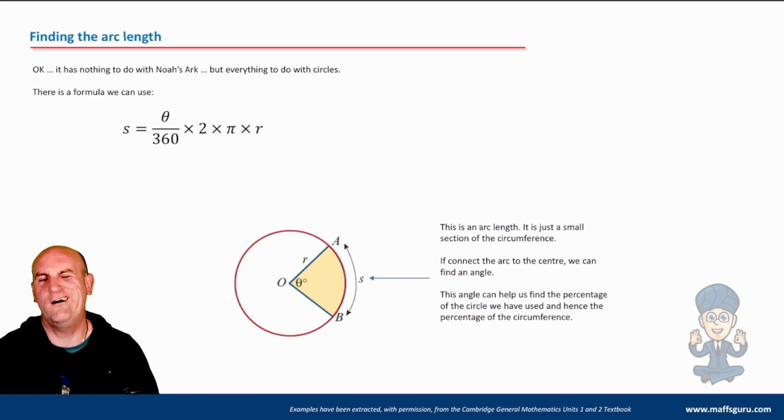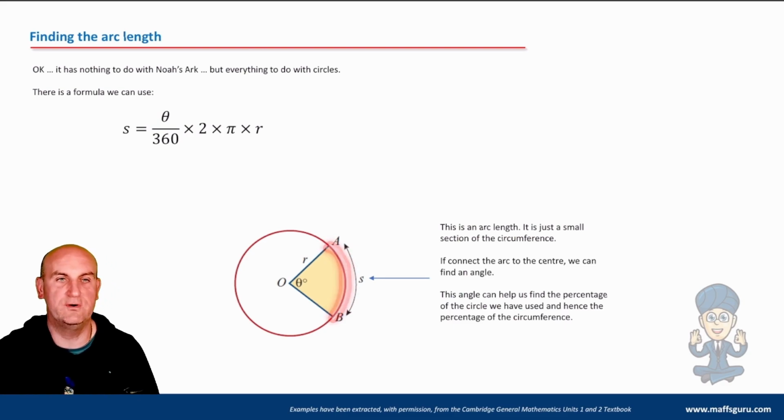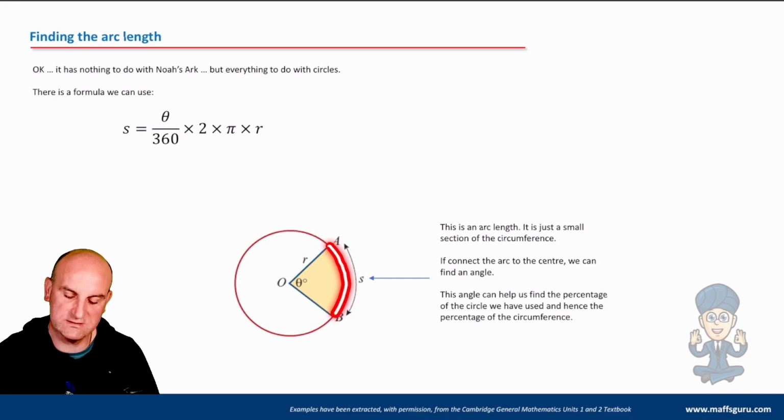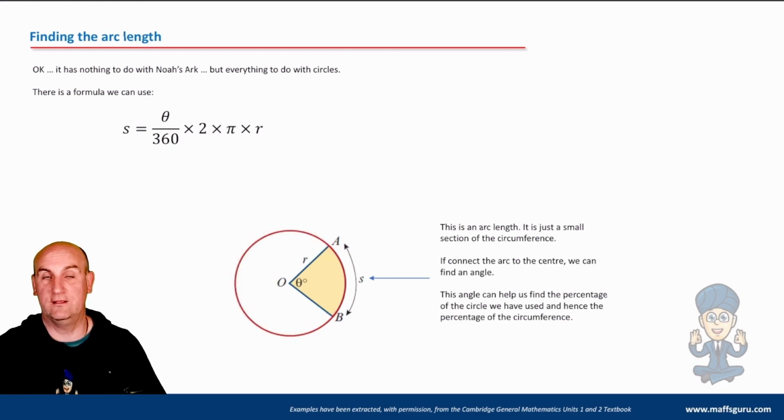Right, finding the arc length. Well, obviously we're not going to be using Noah's Ark. An arc length is basically a section on the outside of a circle. There we go. There is a beautiful example of an arc length that I am highlighting. A to B, outside the edge, is an arc length. And believe it or not, all the way around the other way is also an arc length. So we'll come back to that another time.